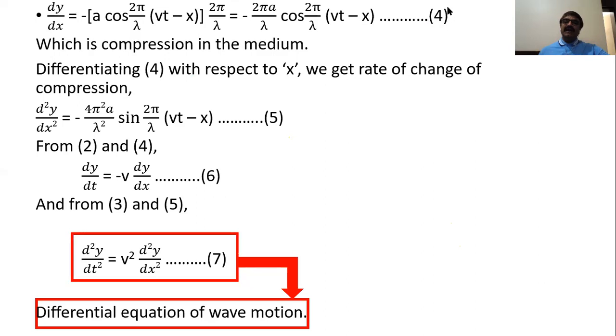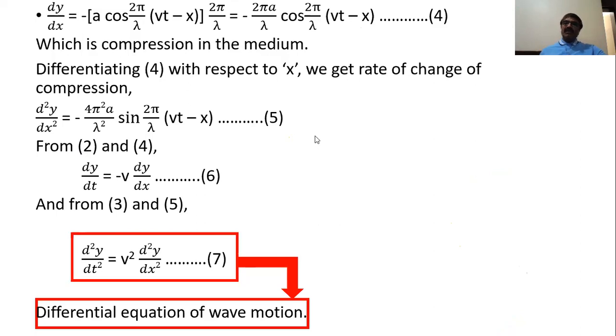The slope of the displacement curve is also called the compression produced in the medium, dy by dx. Now differentiating this again with respect to x, you will find the rate of change of compression when the wave is propagating through the medium. Here again it is a cosine function, so differentiation of cosine gives a minus sign, and here it is minus x, so another negative sign. With the third one, we will have a negative sign overall. The common factor is 2 pi by lambda, so it is 2 pi a by lambda into 2 pi by lambda, that is minus 4 pi square a by lambda square, and cos differentiated gives sine. This is the equation for the rate of change of compression.